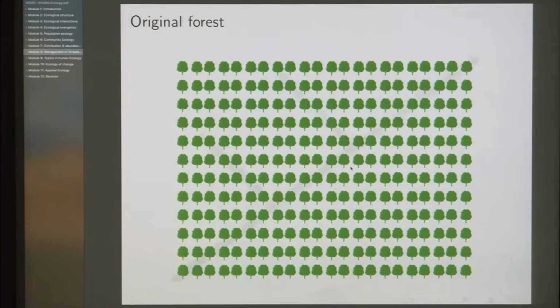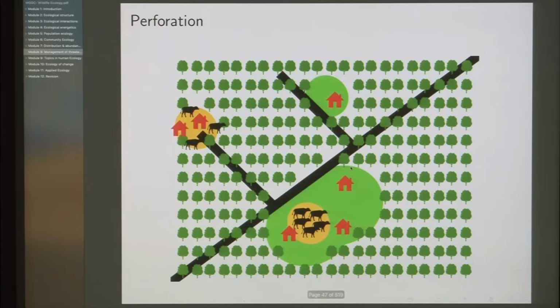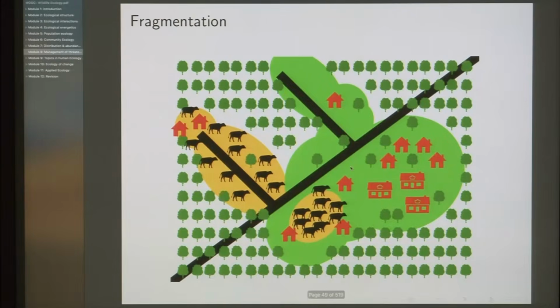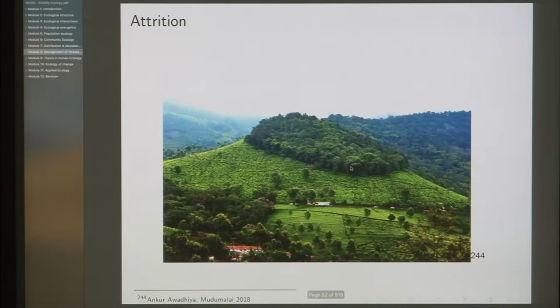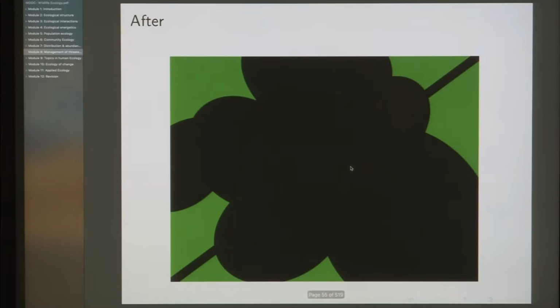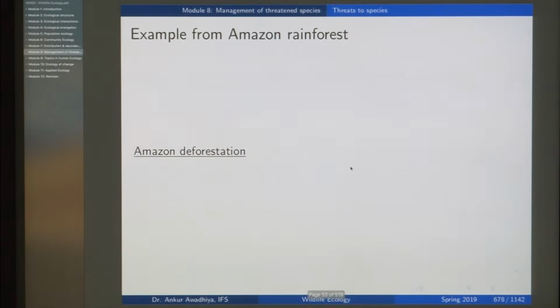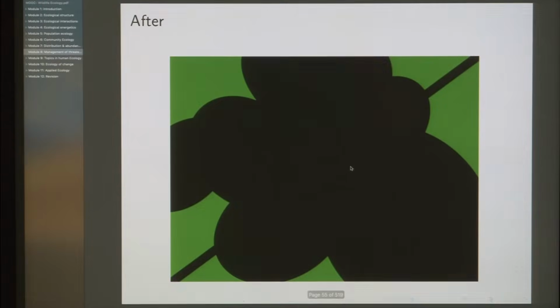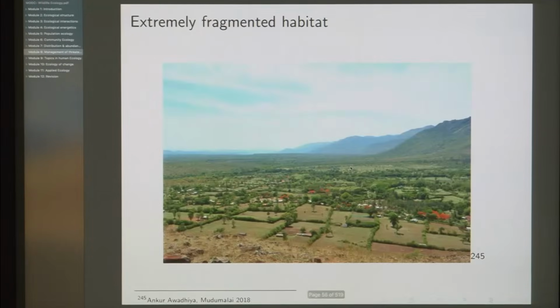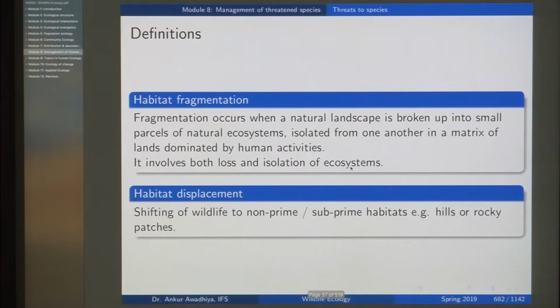So, from this original forest we had dissection because of the road, that led to perforation when small villages came up, and then after perforation there was fragmentation as they increased in size, and after fragmentation there was attrition, in which case the habitat was reduced to a very small portion, and we looked at habitat loss in Amazon. And then because of all these processes, this is the forest before and this is the forest afterwards, and this is an example of an extremely fragmented habitat in the case of Mudumalai.